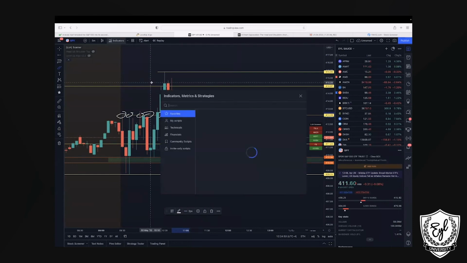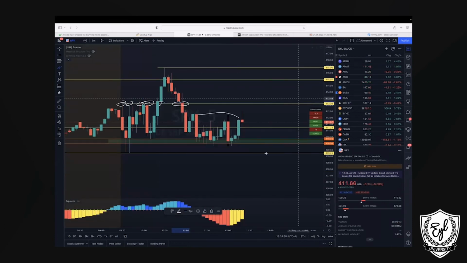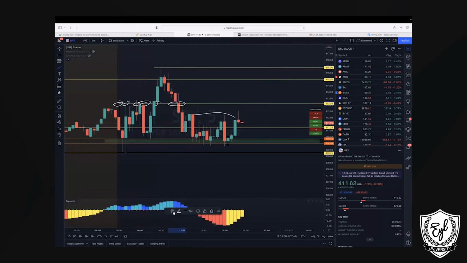If I add the TTM squeeze, I should be able to see some dots. First green dot right here. Sorry, red dot. It's super choppy. These are the days where you honestly want to get away from the screens and just place alerts. I can say, let me place an alert right here at this 413 level. Click on the plus sign, add an alert. If it hits that, then sure, I'll come back and look at it.